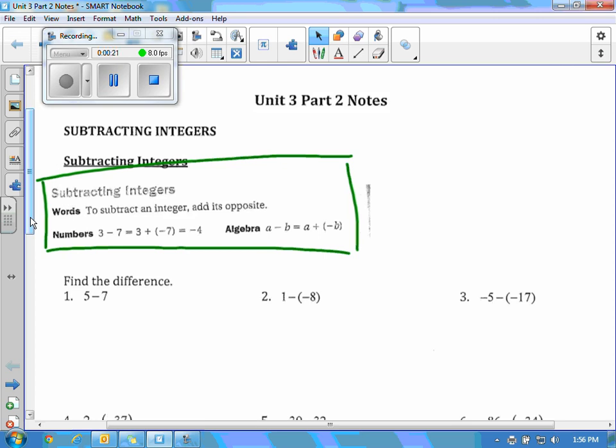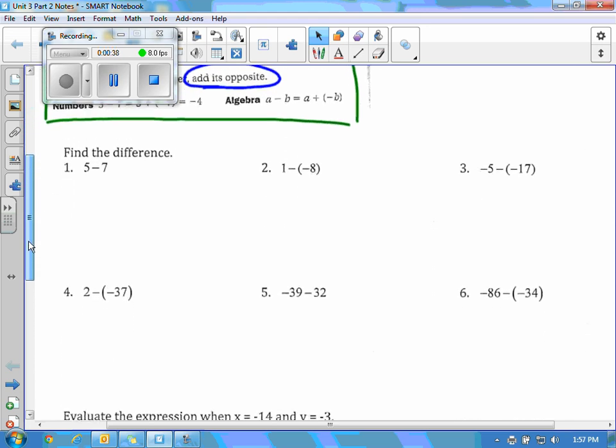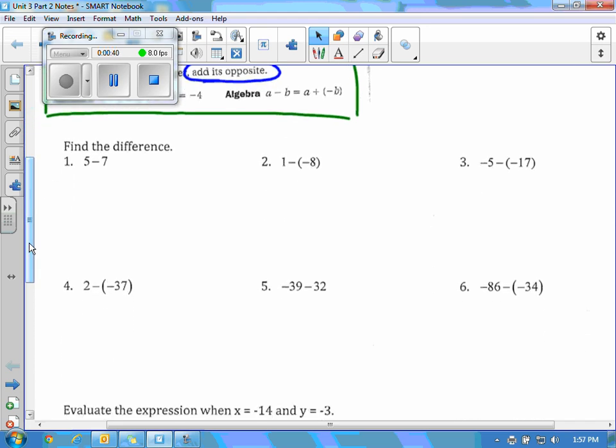There's really only one rule for subtracting integers, and that's right here, that to subtract integers, we're going to add its opposite. Once we rewrite it as addition, we then just use all the addition rules that we used in Part 1. So again, there's really only one step for subtraction, so then you have to apply everything we've already learned. So the directions say to find the difference.